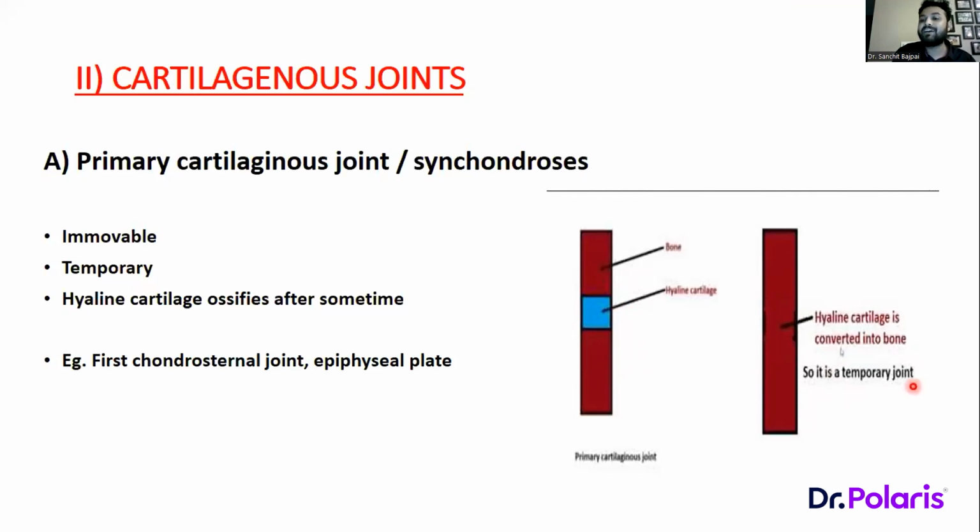That is why it is called a temporary joint, because later on it is ossifying into something. That is why we call primary cartilaginous joints immovable temporary joints, because they form bone later on. Correct? Because the hyaline cartilage is ossifying after some time.